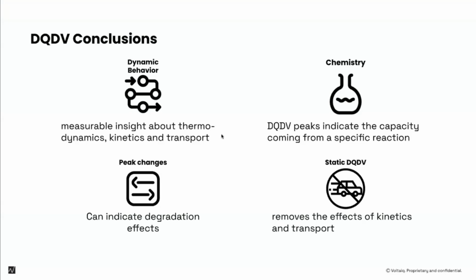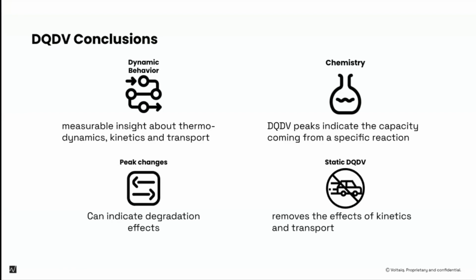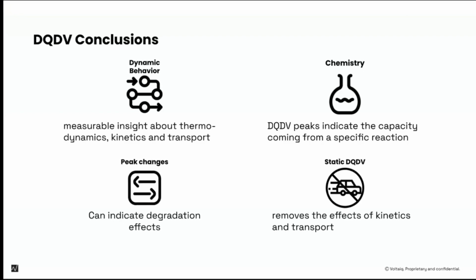All right, so this is about it for me. Basically, with DQDV, there's a lot of dynamic behavior. When you do traditional DQDV, just realize you're looking at the thermodynamics. That's what the peaks actually come from, but then the peak positions and intensities shift because of kinetics and transport. The peaks themselves, like I say, can indicate the amount of capacity that's coming from a specific reaction. Peaks shift and change as effects of degradation, overpotential and transport change. And then static DQDV, that SDQDV, really helps you understand the effects of just the thermodynamics and removing the kinetics, but gives you basically the same sort of DQDV plot that you're used to looking at.